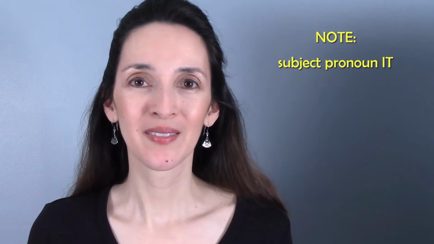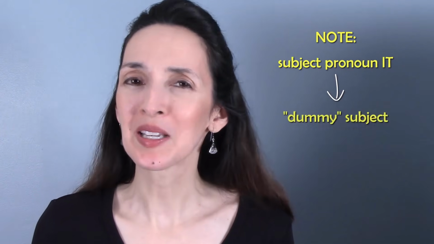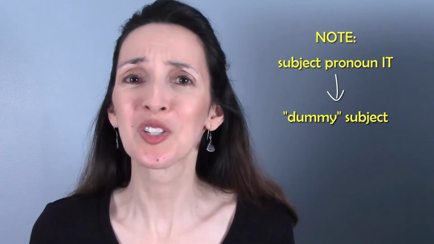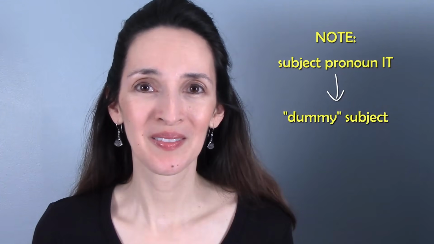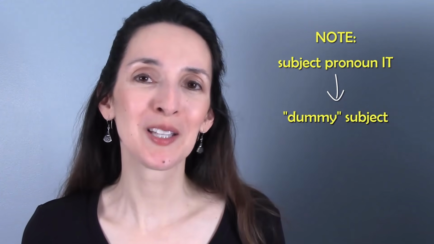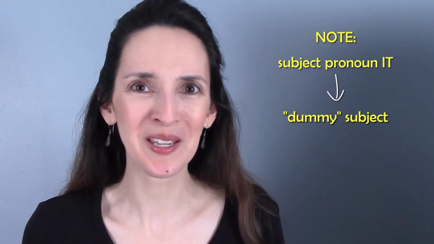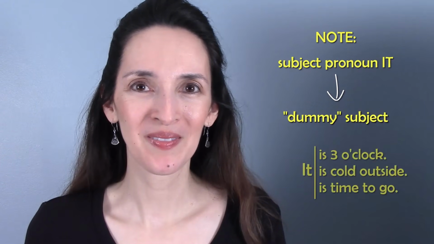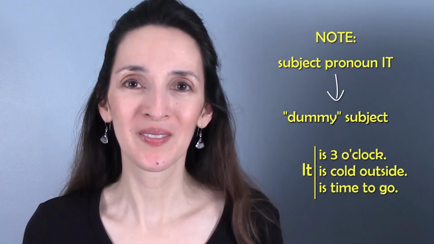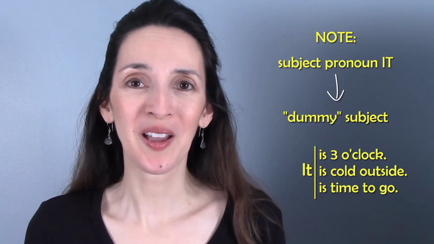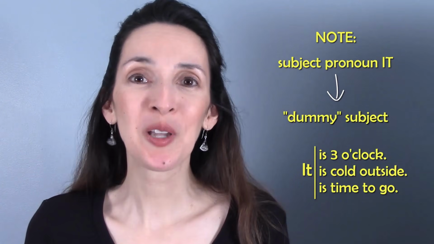Here's an interesting note. The subject pronoun it doesn't always refer back to something. It can be a dummy subject. It's just a placeholder. Sometimes we need the subject pronoun to make a statement about something that simply is. It's 3 o'clock. It's cold outside. It's time to go.